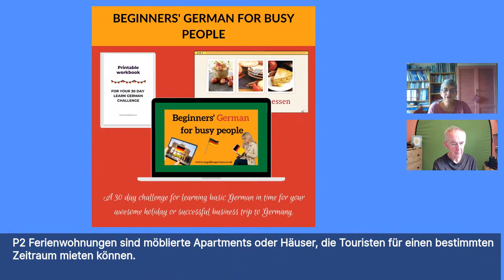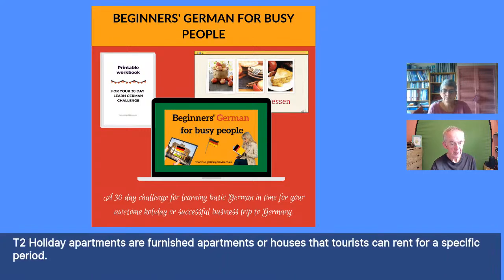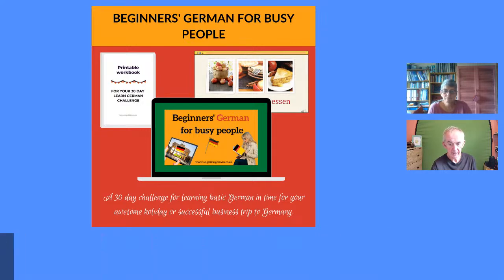Phrase 2. Ferienwohnungen sind möblierte Apartments oder Häuser, die Touristen für einen bestimmten Zeitraum mieten können. Which translates to holiday apartments are furnished apartments or houses that tourists can rent for a specific period.